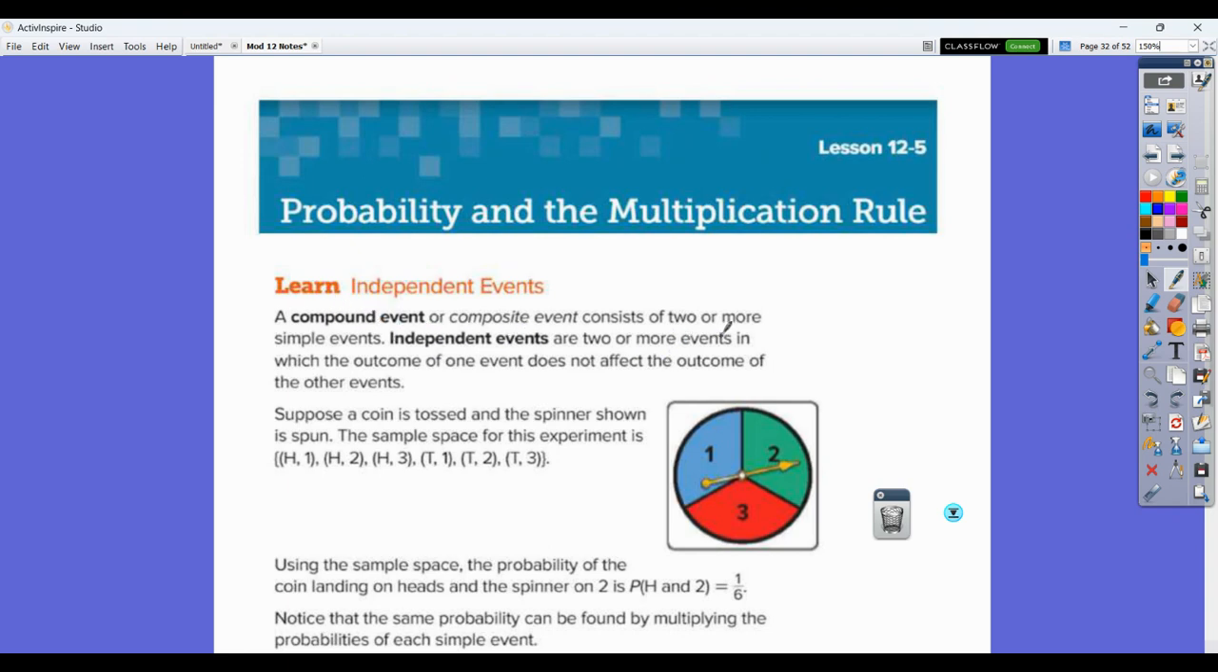Independent events are two or more events in which the outcome of one event does not affect the outcome of the other events. Now, these are kind of interesting. We'll get into those a little bit here, but that's the idea of an independent event.